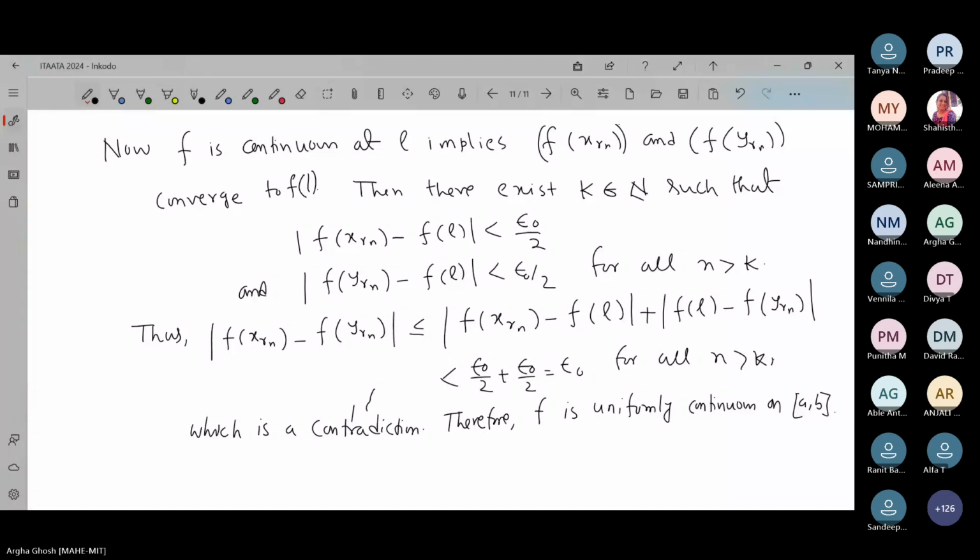Okay. Now, as I promised, we'll prove that if a function is continuous at a point, then whenever xn converges to that point, f of xn converges to the functional value at the point. It's also called the sequential criterion of continuity. Okay, let's try to prove that.